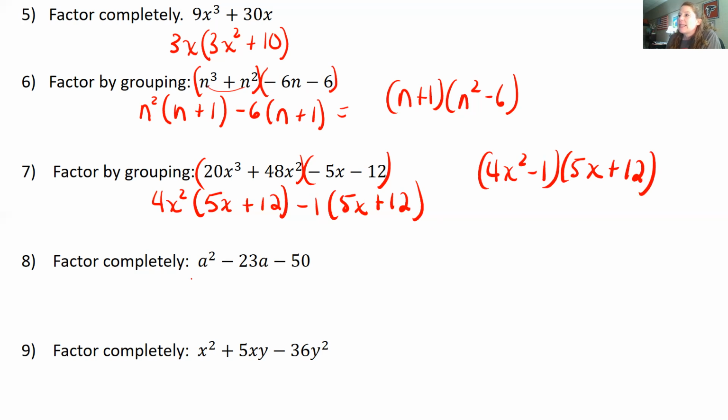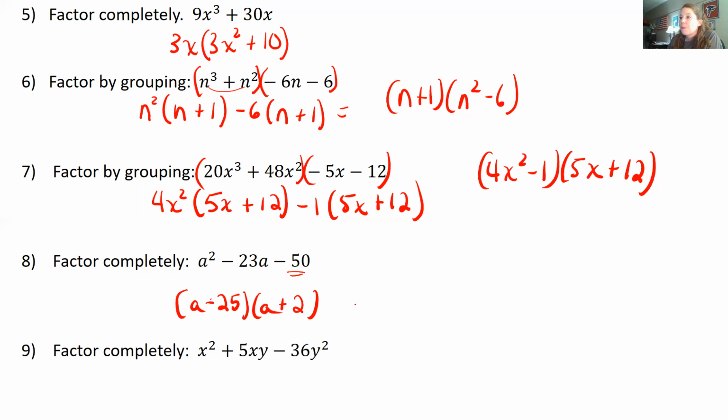All right, factor completely. So I have a trinomial. They don't have any common factor. So I'm going to think of two numbers that multiply to give me negative 50 and add to give me negative 23. Thinking all the factors of 50 would be 1 and 50, 2 and 25. Oh, that's it. 2 and 25. So my biggest number has to be a negative. So negative 25 times positive 2 gives me negative 50, and negative 25 plus 2 gives me negative 23.